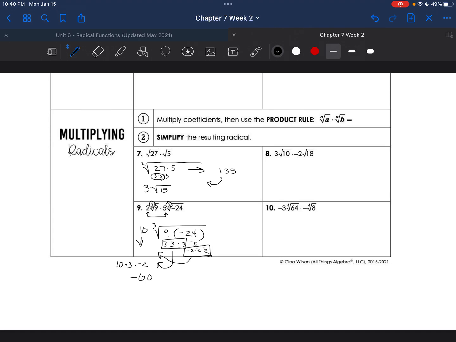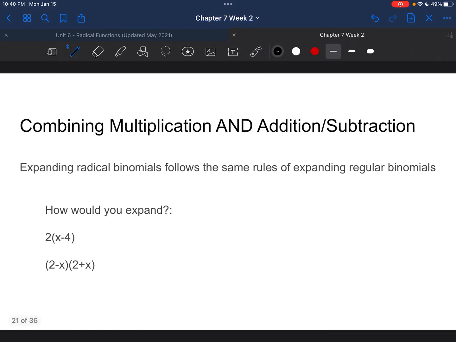We're just checking to make sure the index is the same. We're multiplying the numbers together, and we're pulling out everything that we can for it. Now, if we were to change and combine multiplication and addition and subtraction together, let's explore this right below here. How would we expand 2 times x minus 4?